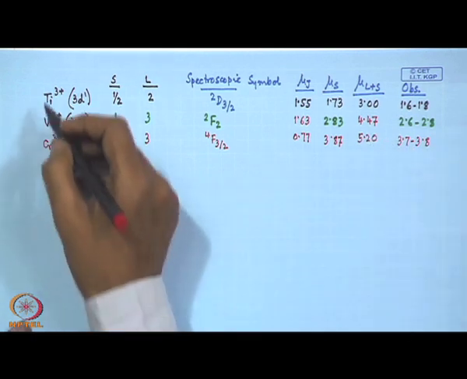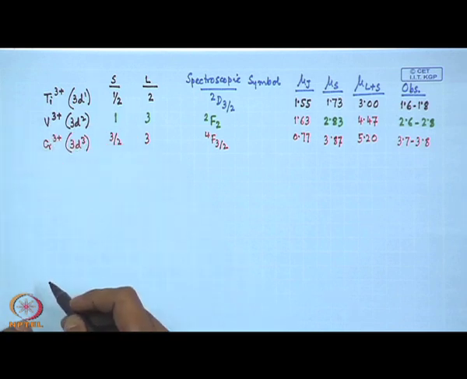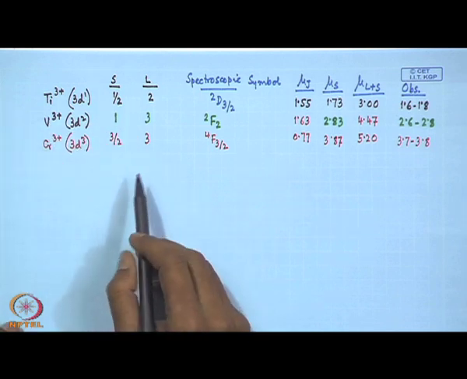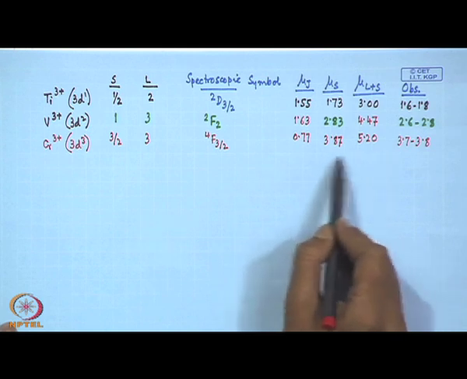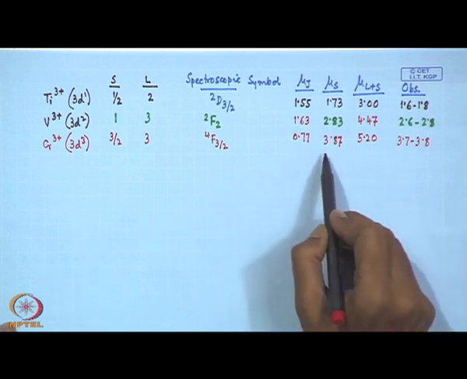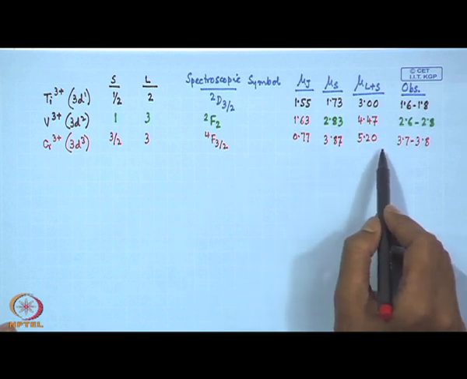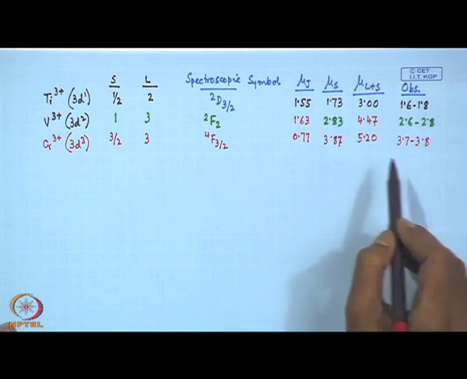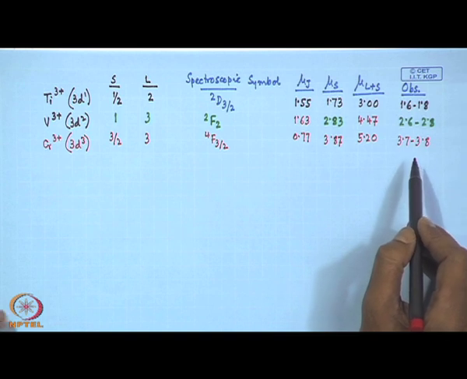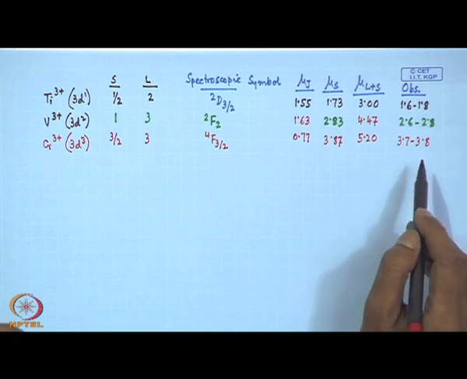So, when we continue and fill up the entire table in our next class, we will find that there will be some values where mu spin only is not the exact value, but it can have a value close to mu L plus S. That means, it can have an orbital contribution towards the magnetic moment.